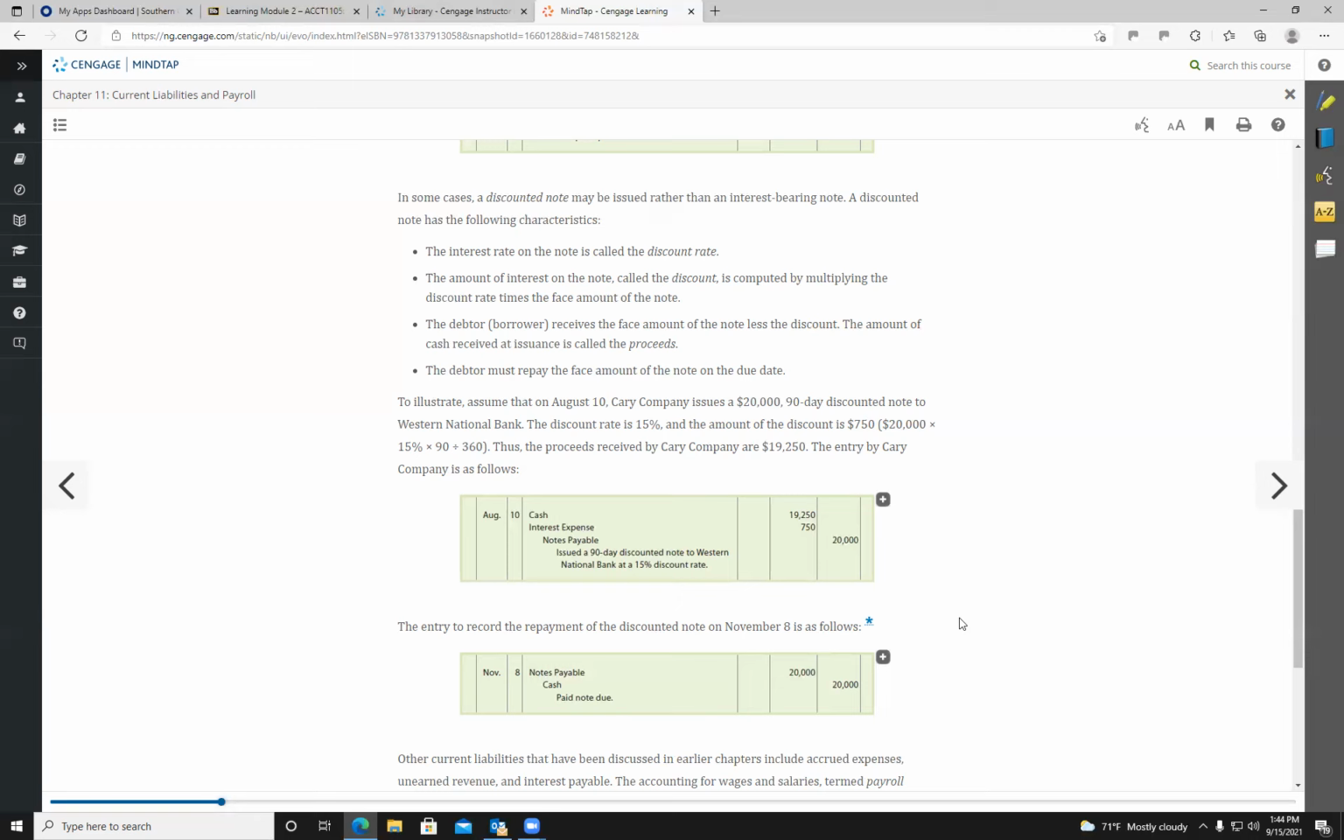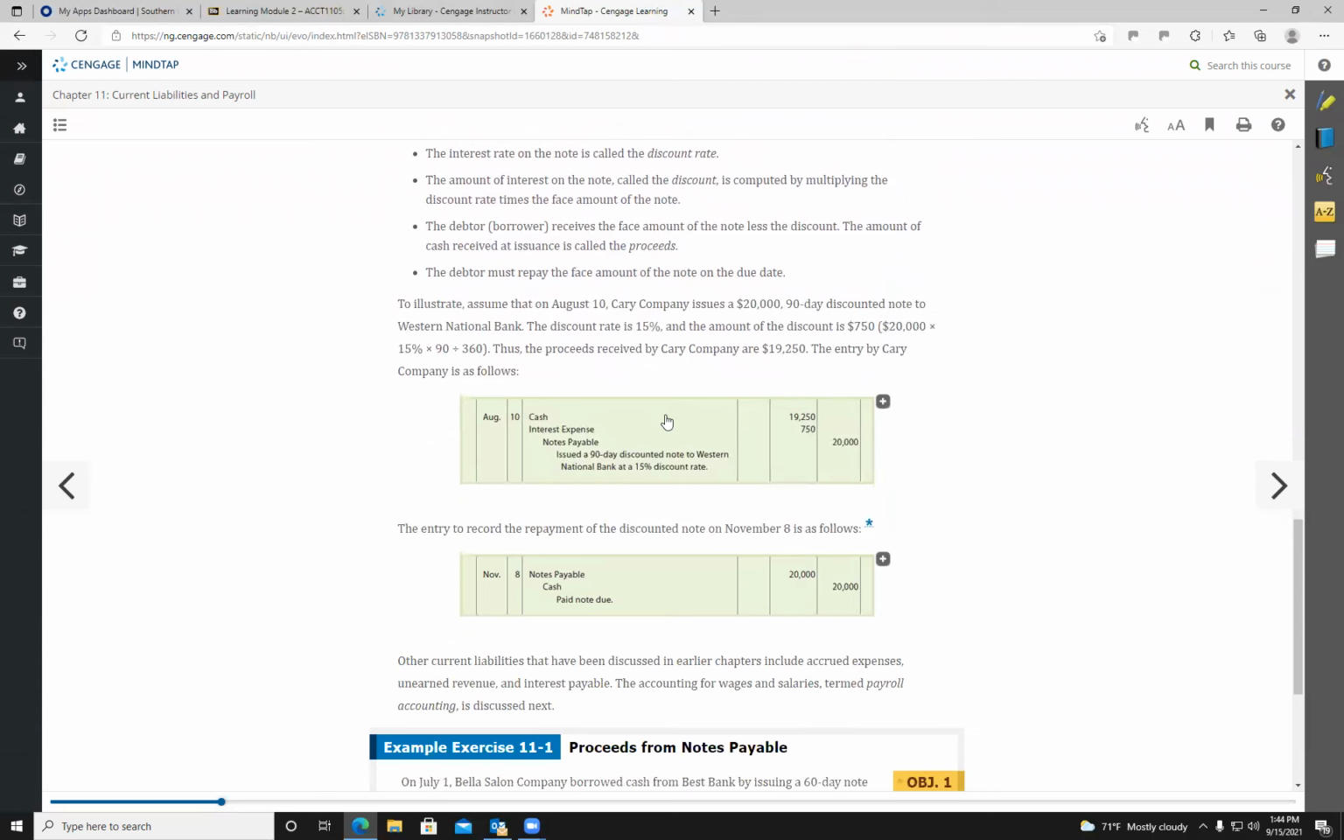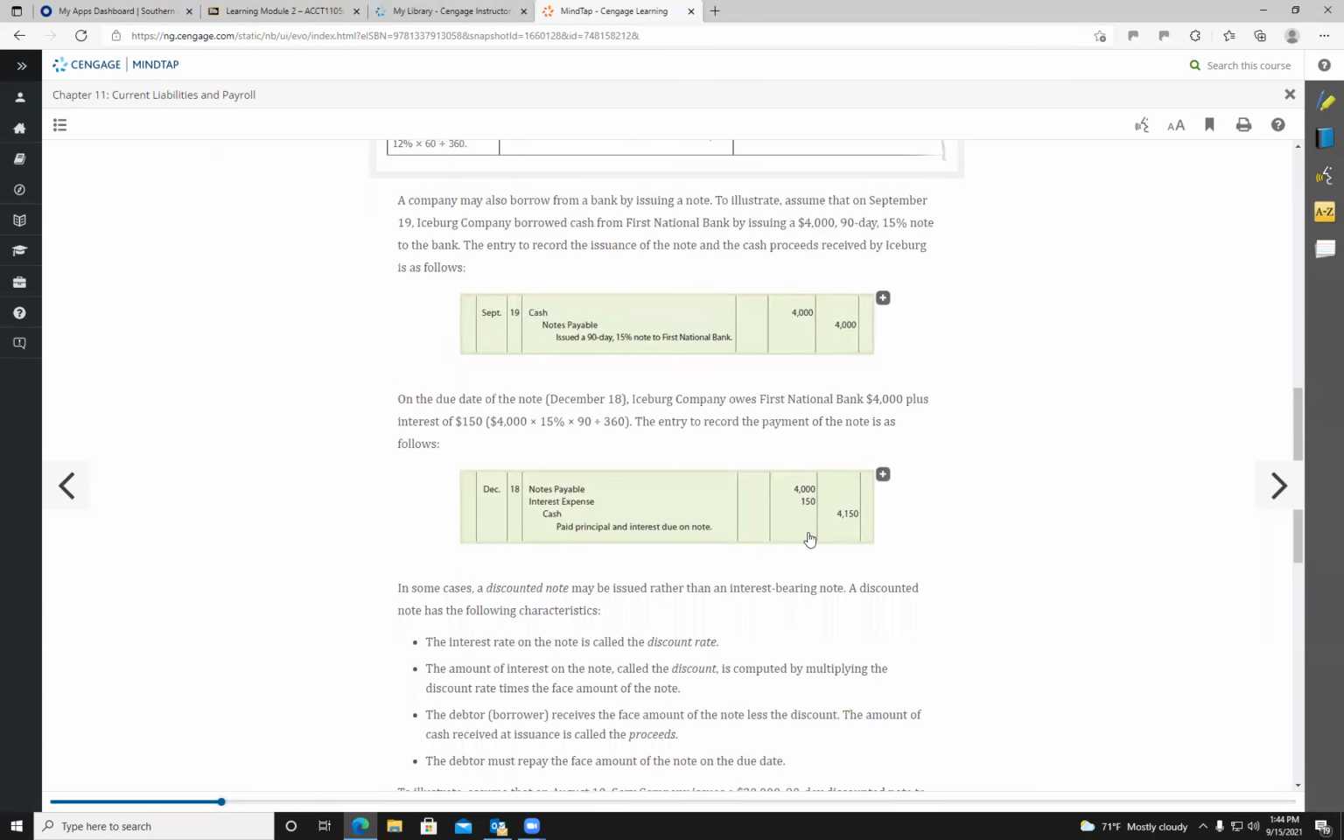Now, when you go to record the payment of the discounted note, again, you reverse out the notes payable with a debit entry because you're zeroing it out because you're paying off that debt, and you offset it with your cash entry, which is the total face value, which was $20,000. So if you look at the two, they kind of look a little reversed. It's almost as if you do this entry first and this entry second.